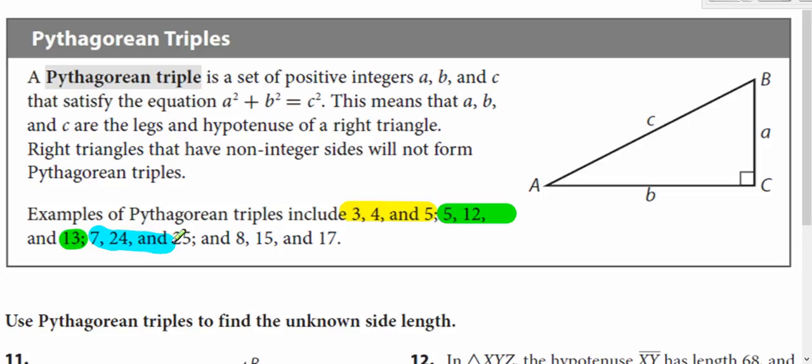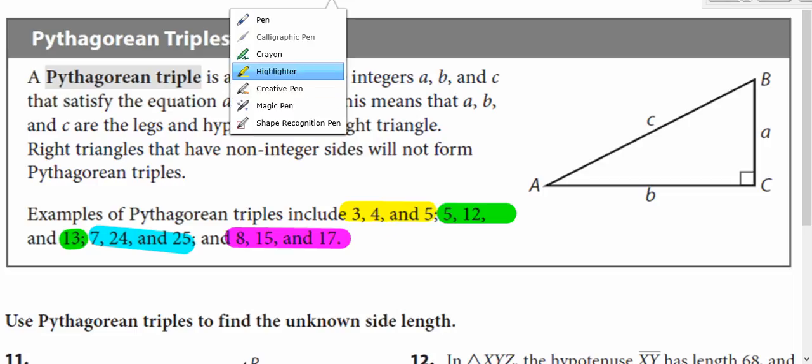Another one is the 7, 24, 25. Same thing, 7 squared plus 24 squared equals 25 squared. And then the last one that I'm going to list right here is 8, 15, 17. 8 squared plus 15 squared equals 17 squared. So there are whole numbers that work for the Pythagorean theorem.